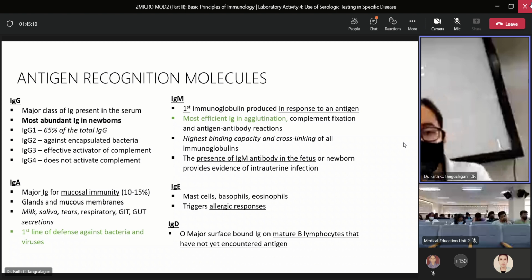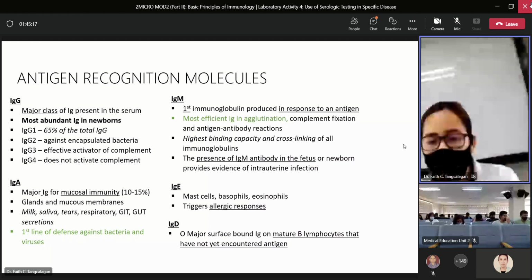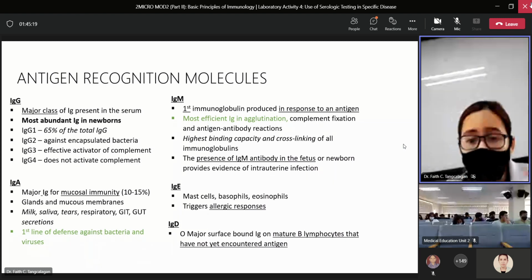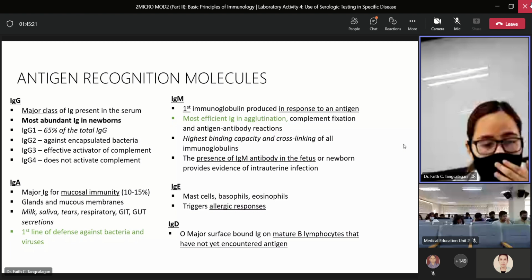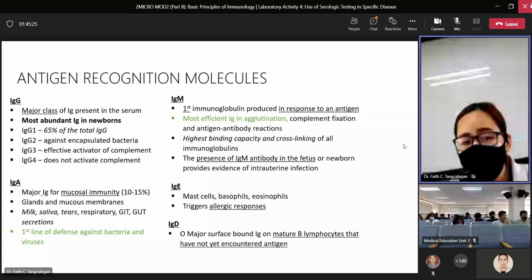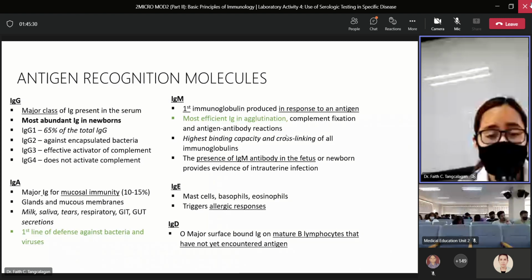And it has subtypes. Okay, so your IgG1, IgG2, IgG3, IgG4. So your IgG1 is the most common or most abundant. They compose 65% of the total IgG in our body. And your IgG2, it's against any encapsulated bacteria.